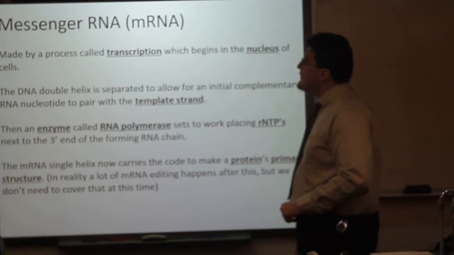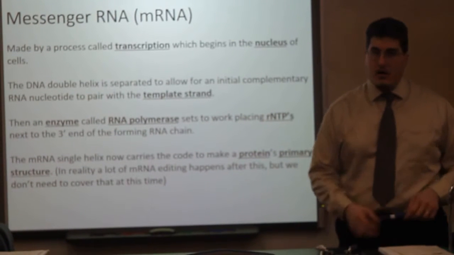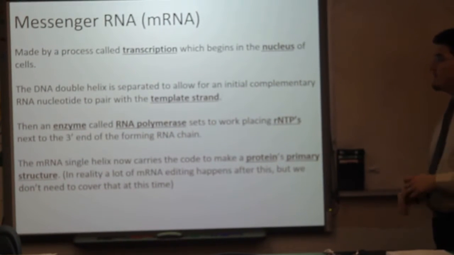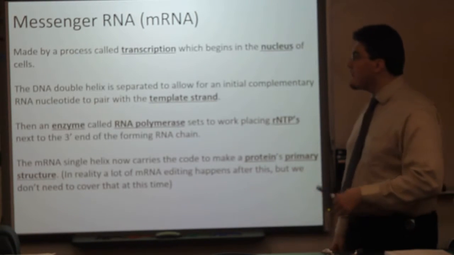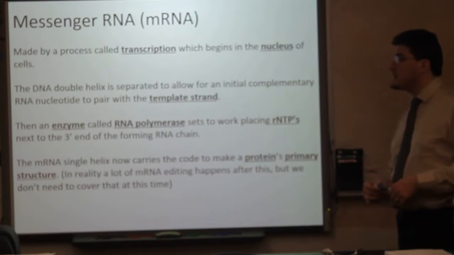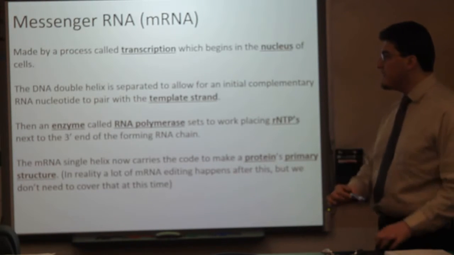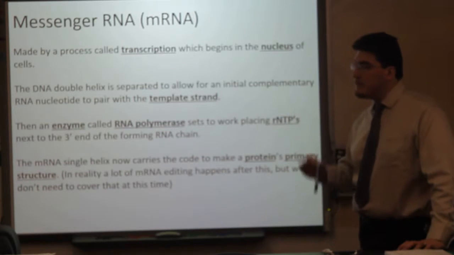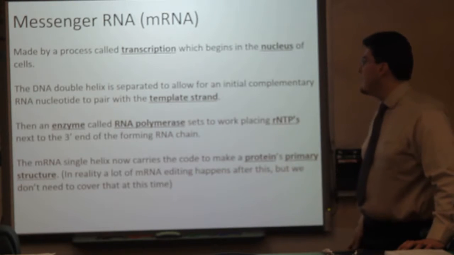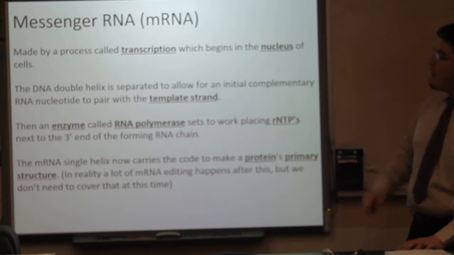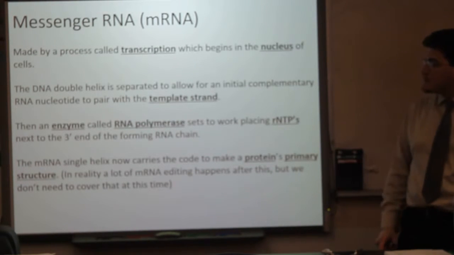I'm going to introduce to you now the different types of RNA. Messenger RNA first. Messenger RNA is made by a process called transcription. That begins in the nucleus of the cell. The DNA double helix is separated to allow for an initial complementary RNA nucleotide to pair with the template strand. Then an enzyme called RNA polymerase sets to work adding rNTPs, ribonucleotide triphosphates, or activated ribonucleotides, next to the 3' end of the forming RNA chain. The mRNA single helix now carries the code to make protein's primary structure.